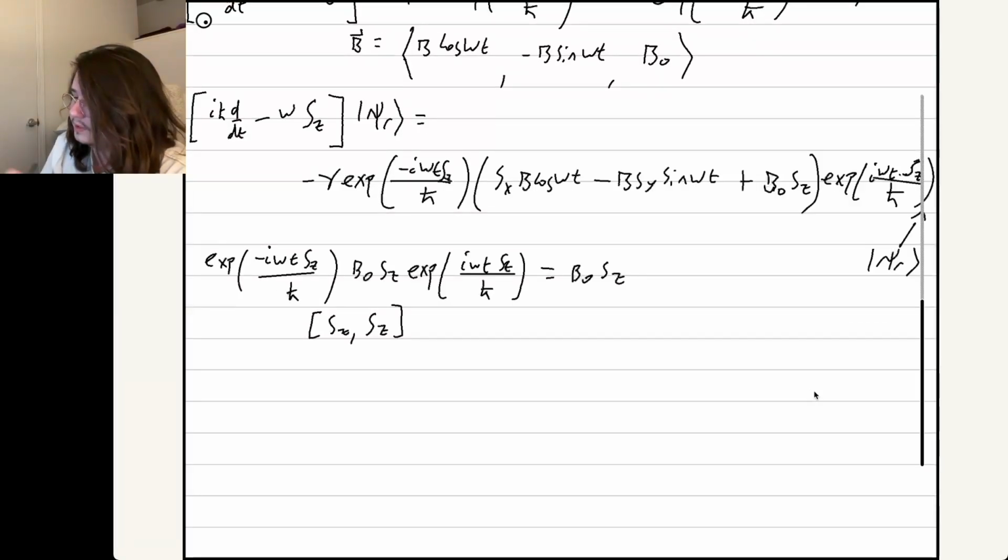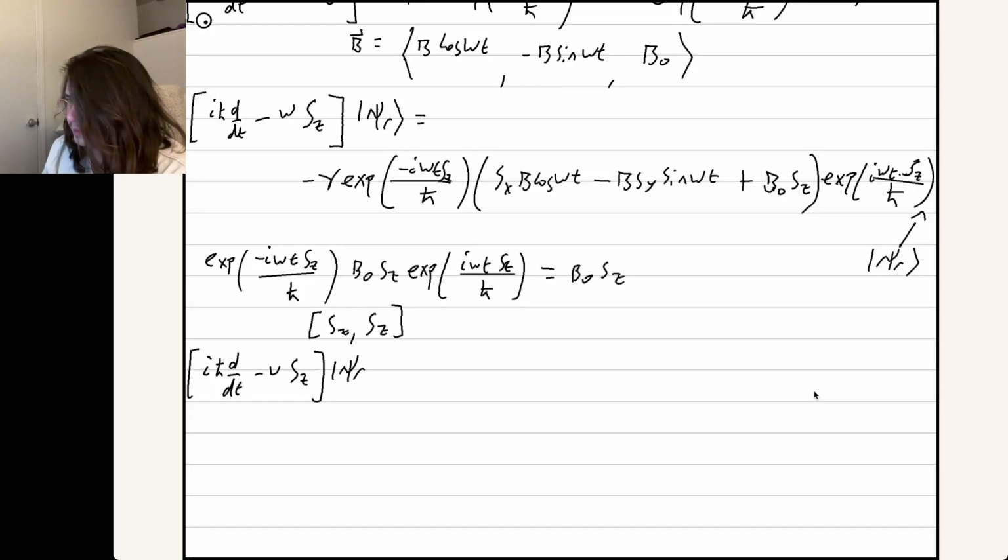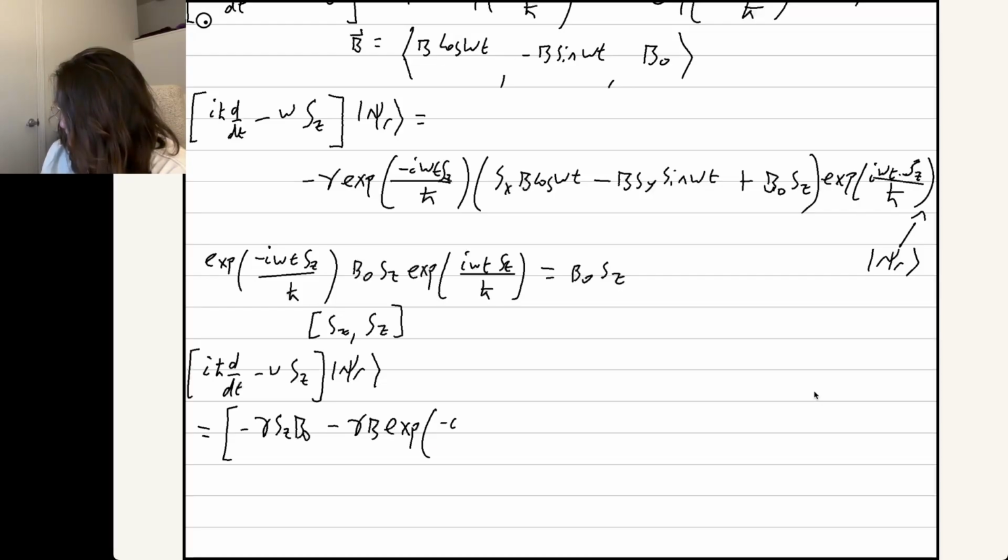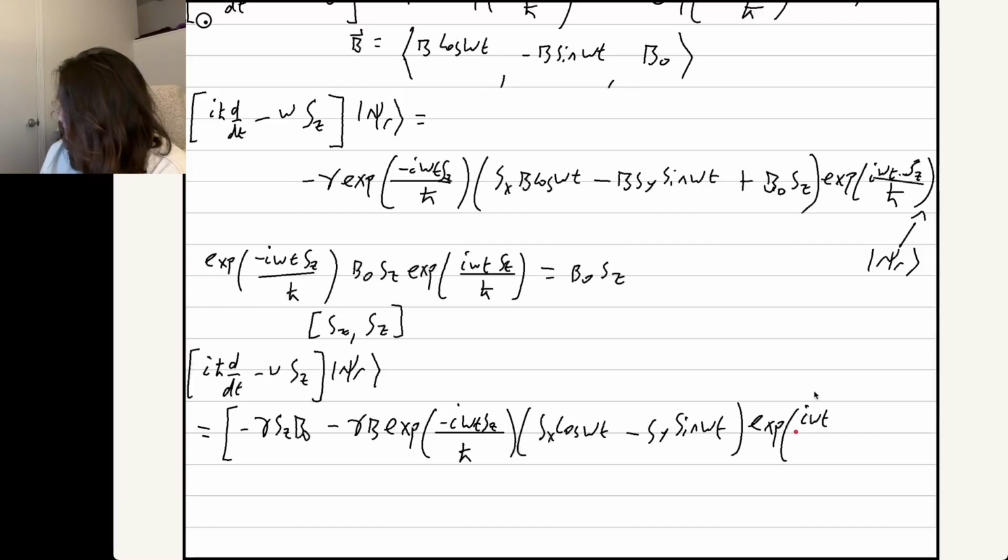That means that really on the left-hand side of the equation, again I'm going to write it again for posterity, d dt minus omega Sz psi r is going to be, on the right-hand side, minus gamma Sz B naught. We pulled out the Sz B naught stuff, but we're still going to have this stuff, where both of the terms inside the parentheses had a factor of B on there. So it's just the spin operators multiplied by trig functions there, and then the rotator, all of that acting on psi r. Fantastic.